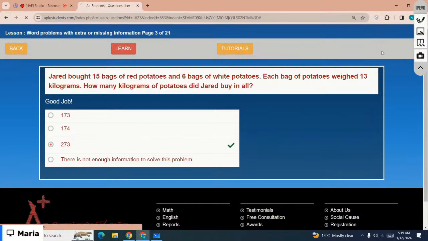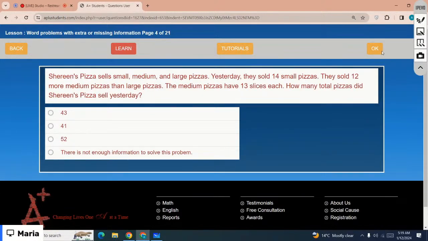Okay, the next one is 273. Shireen's Pizza sells small, medium, and large pizza. Yesterday they sold 14 small pizzas. They sold 12 more medium pizzas than large pizza. The medium pizza has 13 slices each. How many total pizzas did Shireen's Pizza sell yesterday?